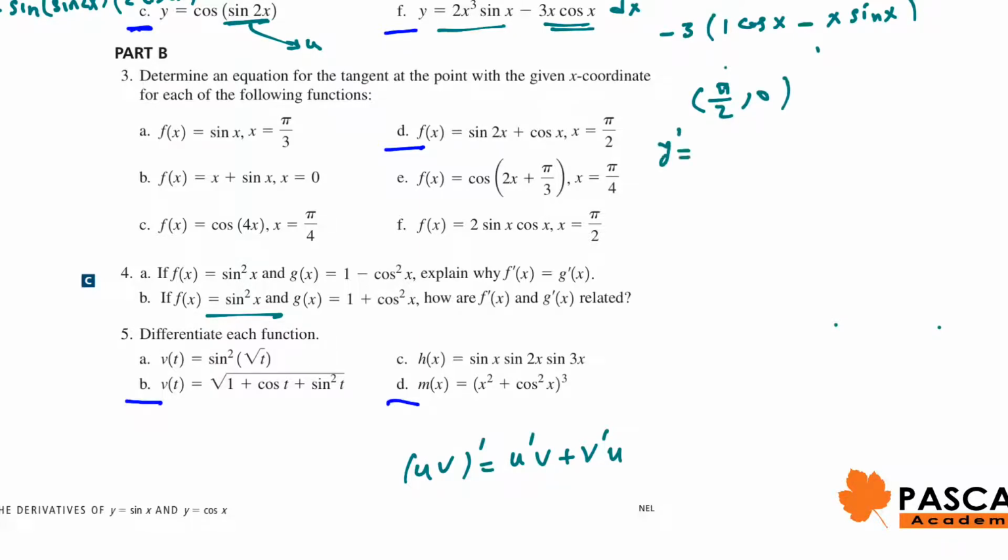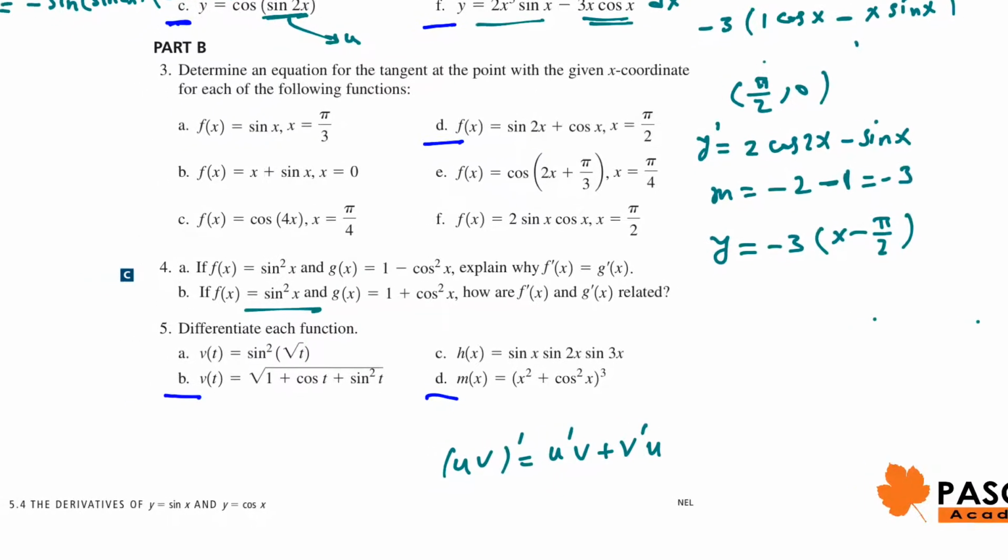Derivative of the function is 2 cosine of 2x minus sine of x. When x is pi over 2, the slope m would be 2 cosine of pi, which is minus 2, minus sine of pi over 2, which is minus 1. The slope is negative 3. y minus y1 equals m times x minus x1, the equation of the tangent line.